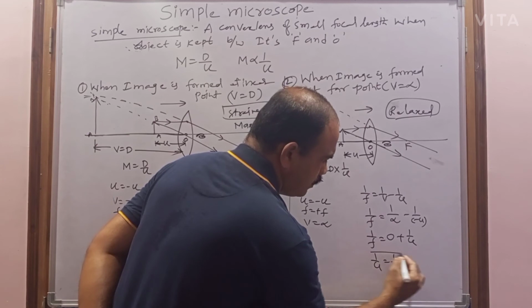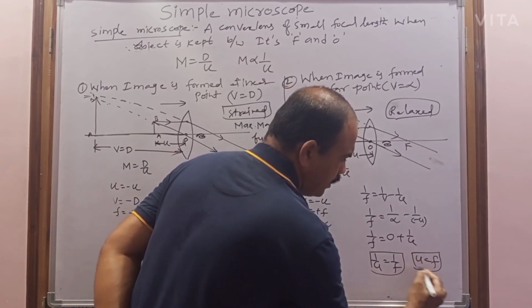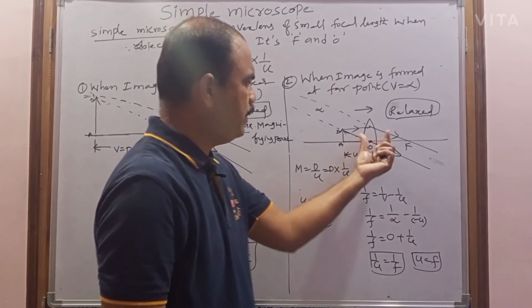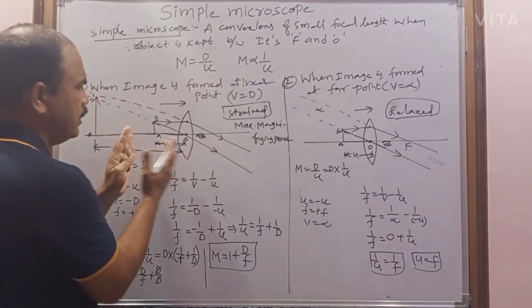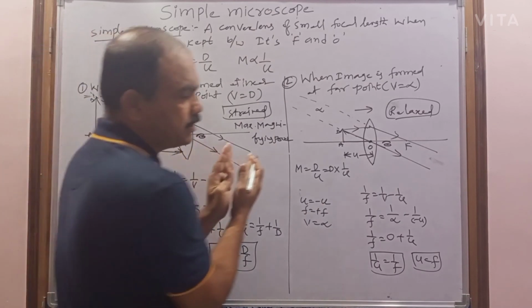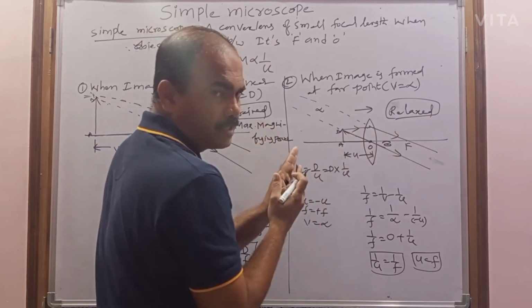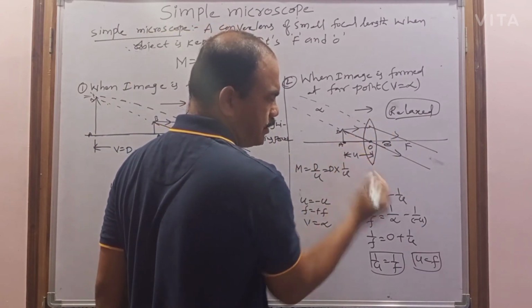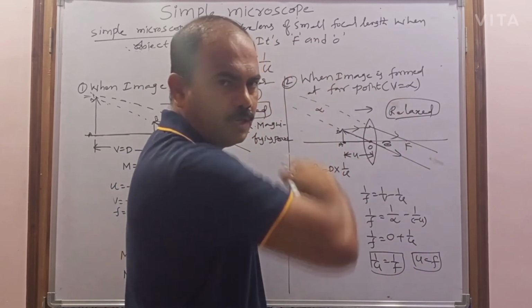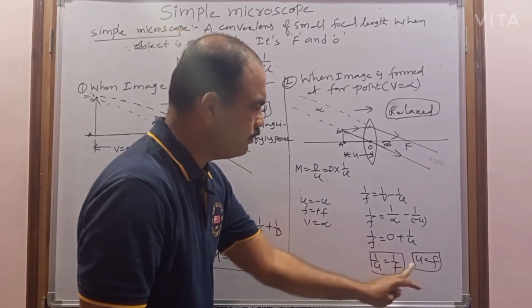So you have to keep the object at focus. By adjusting this simple microscope, you have to bring the object, which is initially between the optic center and focus, to F. By adjusting this convex lens, you bring the object at F. The object must be kept at focus, then automatically the image is formed at the far point or at infinity. And v equal to f, so u equal to f.